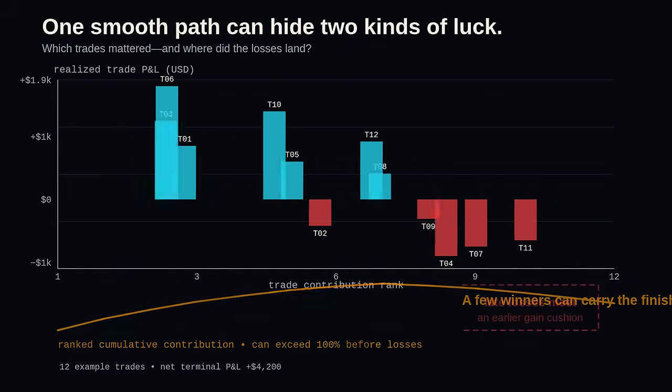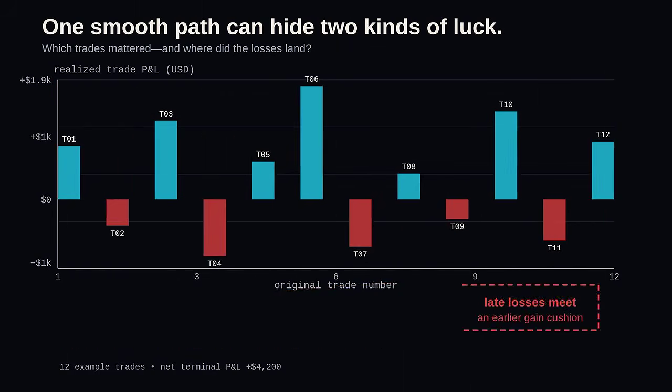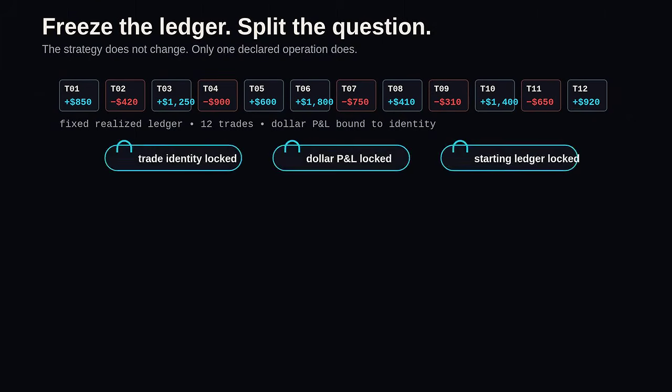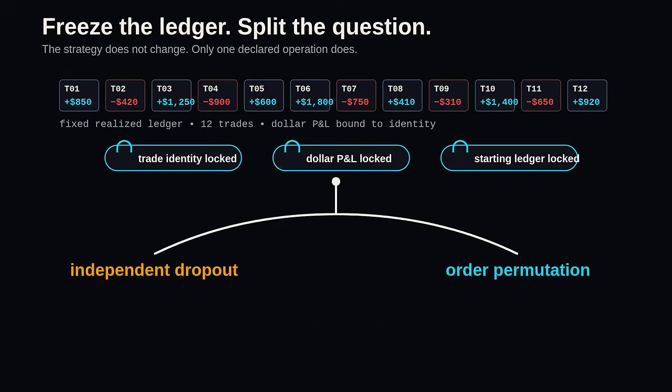Freeze one realized trade ledger. The same trades, each trade same $P&L and the original order. This is not parameter search. We are not trying nearby settings, drawing a surface, changing entries, or discovering a strategy. From that ledger, run two stresses. The first independently removes trades. The second keeps every trade but changes order. They answer different questions, so do not blend them into one vague Monte Carlo score.